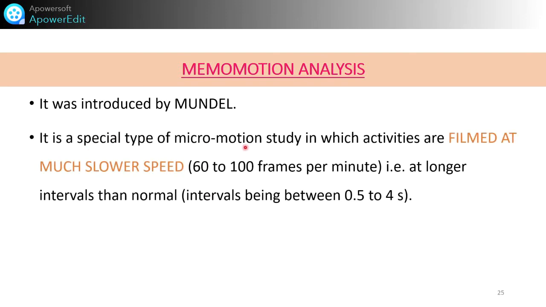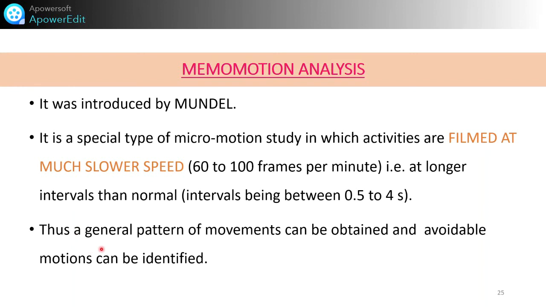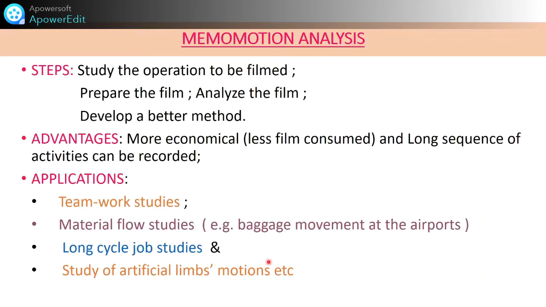Now we are going to the memo motion analysis. It was introduced by Mundel. It is a special type of micromotion study in which activities are filmed at a much slower speed, very slow, in slow motion. Also we can see here 60 to 100 frames per minute, that is, at longer intervals than the normal one, the intervals being between 0.5 to 4 seconds. Thus the general pattern of movement can be obtained, and avoidable motion can be identified.